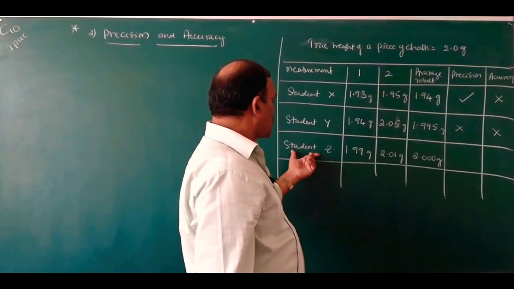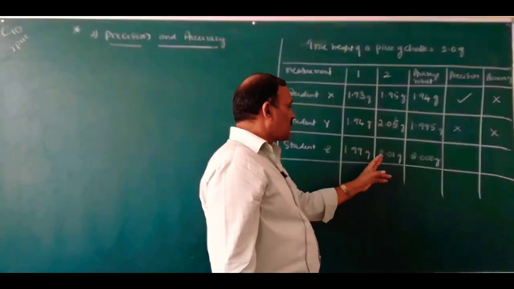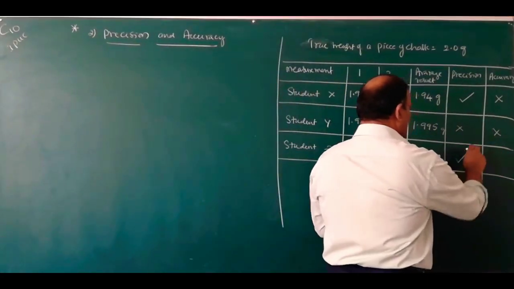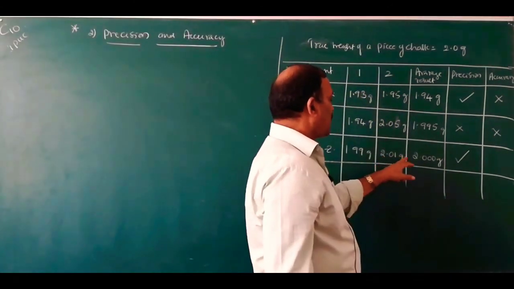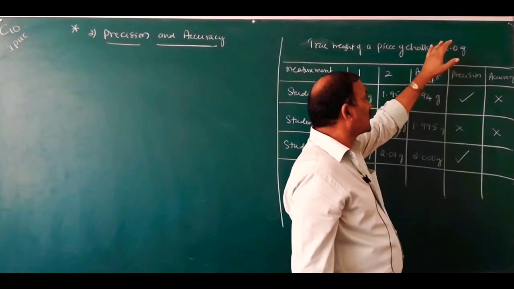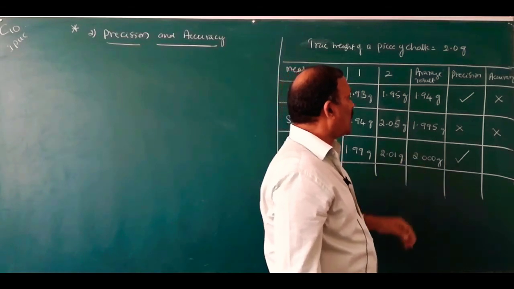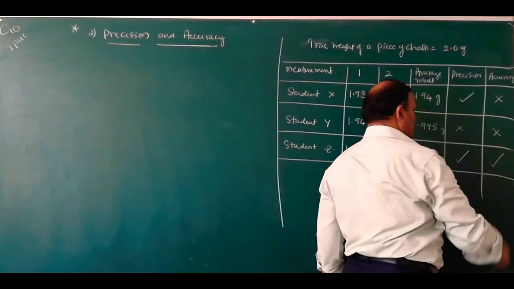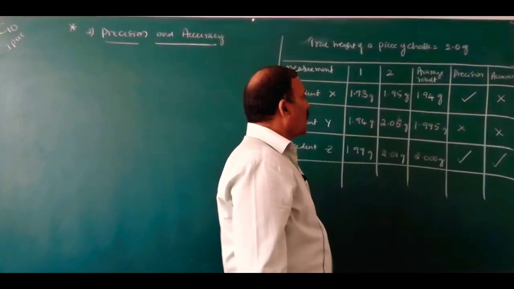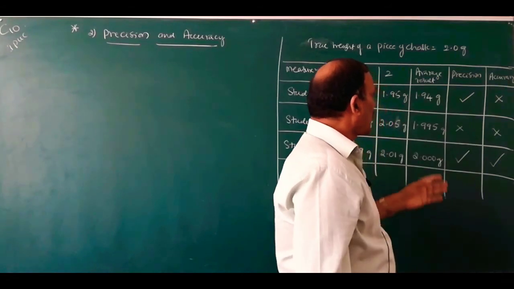Coming to the result of student Z, his results are very close to each other. Therefore, his results are precise, and his average result is coinciding with the actual value of the piece of chalk, and therefore it is also accurate. So now, what is precision and what is accuracy?